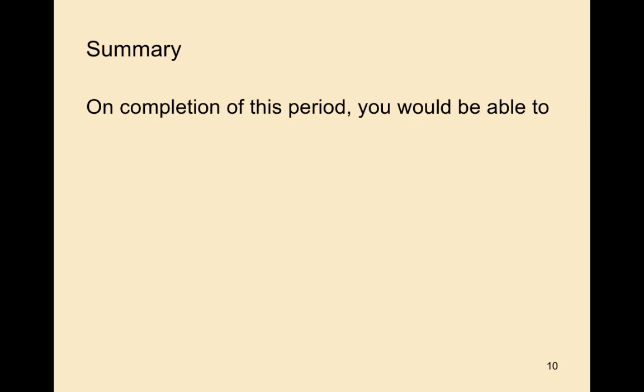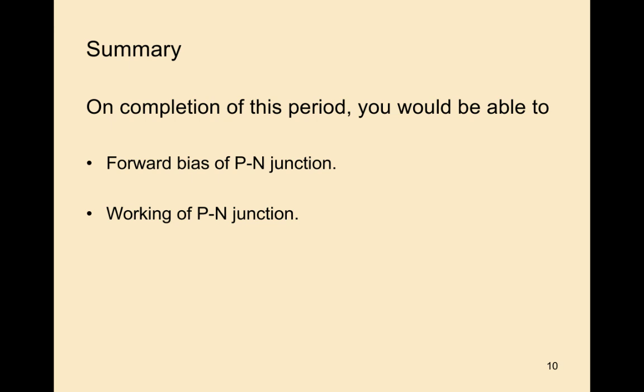Coming to the summary, upon the completion of this period, you would be able to understand forward bias of the PN junction, working of the PN junction, and current components of the PN junction. Up to now we studied how the PN junction is connected in forward bias condition, how it behaves in forward bias mode, and some current components related to the PN junction. We discussed this in today's class: how the PN junction is connected in forward bias mode.